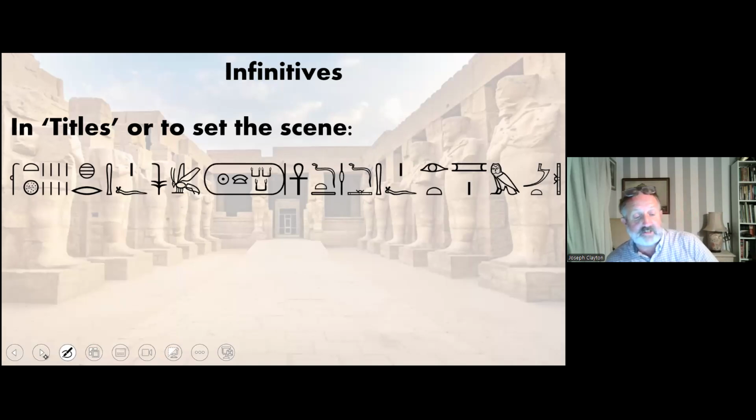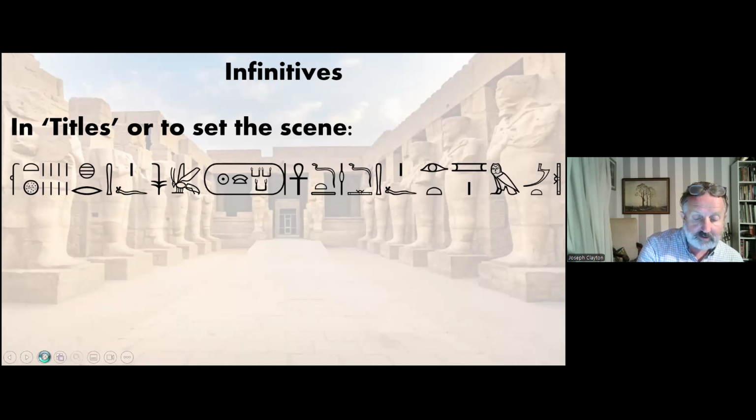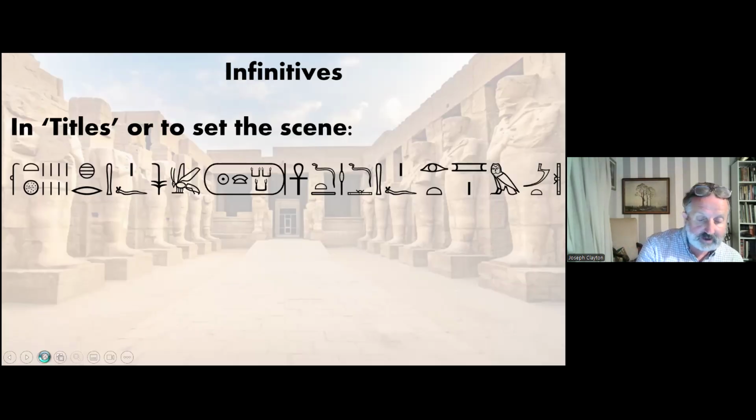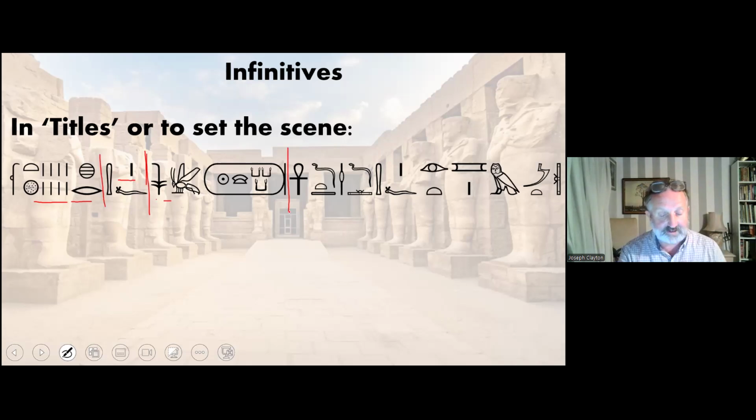Right, you can also use them in titles or to set the scene. These are dates. I actually set you this one for homework as well, so pay attention if you want to check if you didn't hand it in. Got Renpet, Renpet Sep 8. Her. And then we've got the hem, Hem F, His Majesty. You know, all this is royal guff, titles. So King of Upper and Lower Egypt, Nesu Biti.